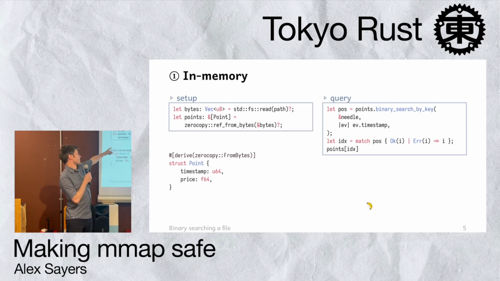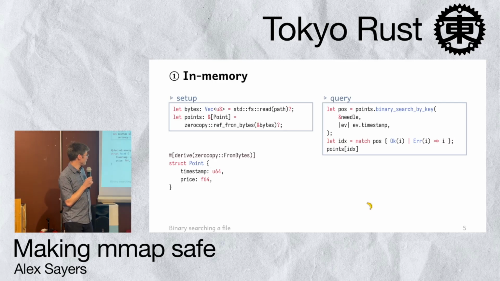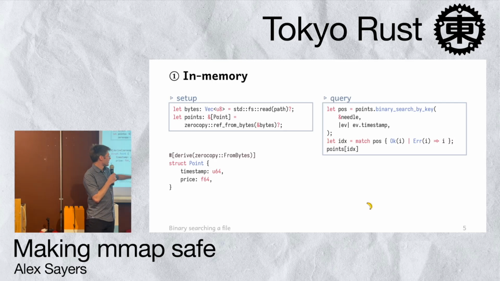And this zerocopy thing here, at runtime, this has no cost. It's just like an alignment check. You don't have to use zerocopy or bytemuck. I'm just being lazy. You can do this by hand. It's not that bad. Okay, and so once we have a slice of points, we can call binary search by key to look for the timestamp that we want. And then this line underneath here is just saying we don't really care if we found the exact timestamp we were looking for. We're just looking for a point that's close to it.